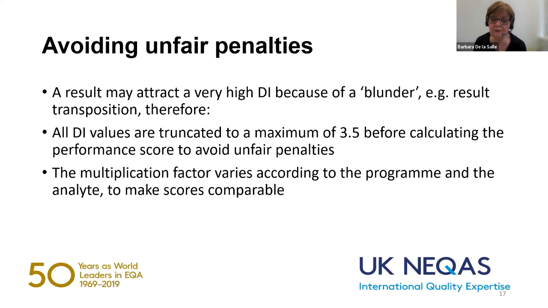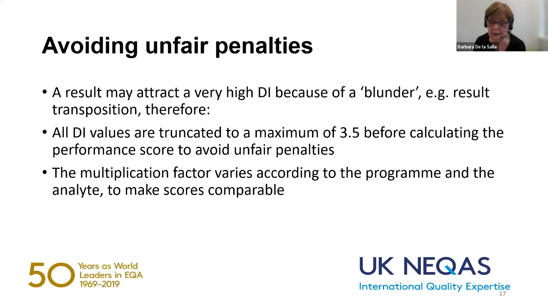We're often asked by participants about avoiding unfair penalties. Of course, a result may attract a very high DI because of a blunder result, for example, a transposition. If somebody has transposed white count and hemoglobin or something like that, we adjust the algorithm for the calculation of the score to try and avoid that immediately putting somebody into a situation of being an unsatisfactory performer. We deal with that by truncating all the DI values to a maximum of 3.5 before calculating the performance score, to avoid giving anybody an unfair penalty.